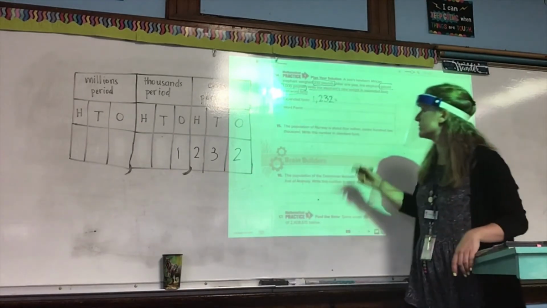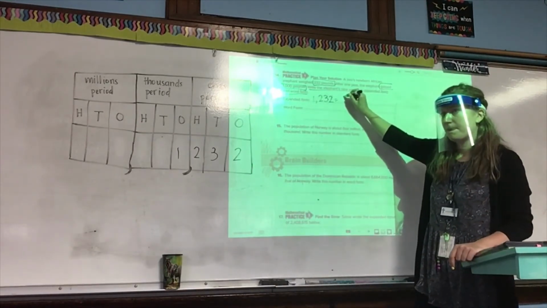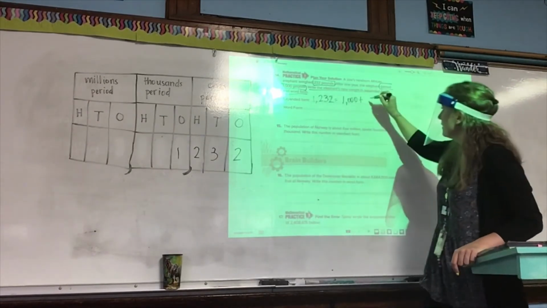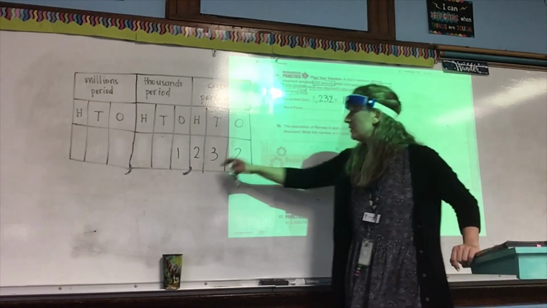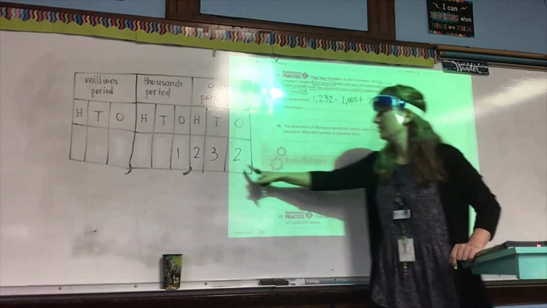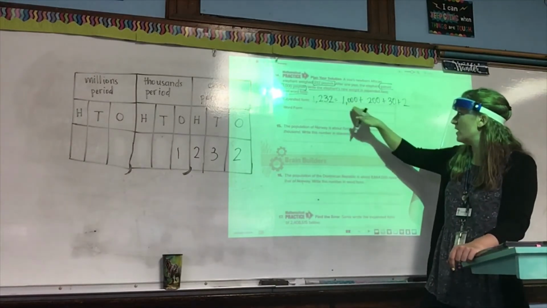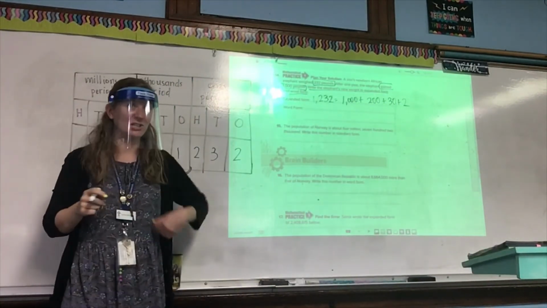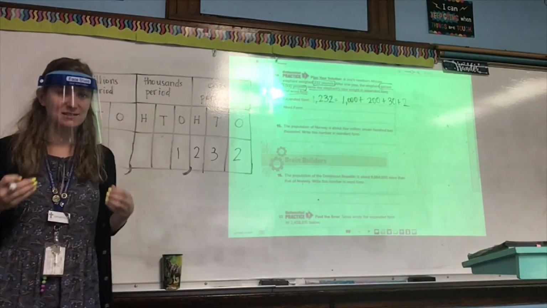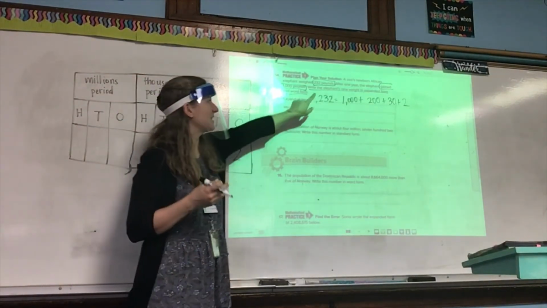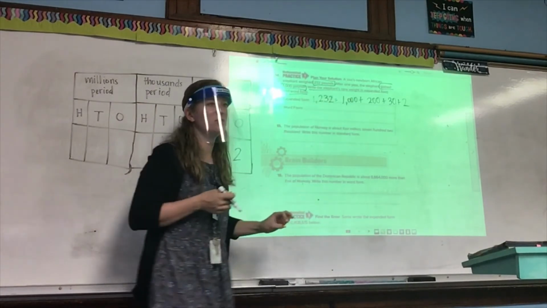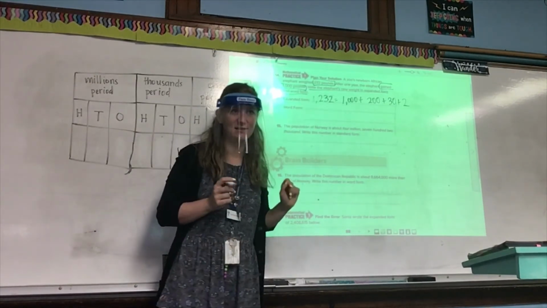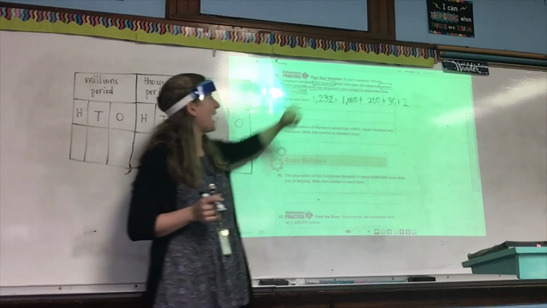How much is a 1 in the thousands place worth? 1,000. Plus, 200, plus 30, plus 2. So we have 1,000 plus 200 plus 30 plus 2. Does everybody see why 1,000 is not the correct answer? That's how much the elephant gained. It's not the new weight. It did not say the elephant lost 232 pounds and then gained 1,000. So you had to take the original weight and then add 1,000.